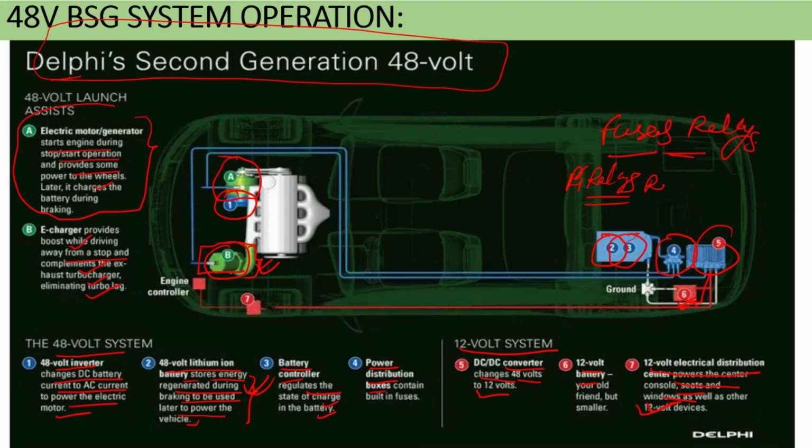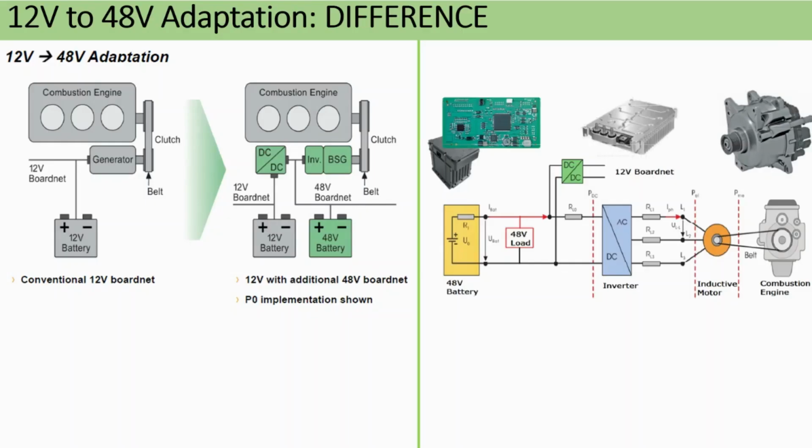What does it mean? You have to give the fuse box in such a way that some of the loads will go on 12 volts and some loads will go on the 48 volt system. I hope you understand this. Going forward, what is the adaptation? So 12 volt to 48 volt adaptation.